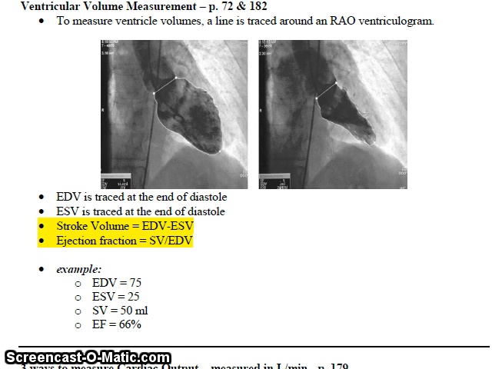You do a ventriculogram in the RAO position. So that's what we have here. This picture on your left is the left ventricle during diastole, when the heart is at rest. And when the heart is at rest is when those ventricles fill with blood. And then the picture on your right is the left ventricle in systole.